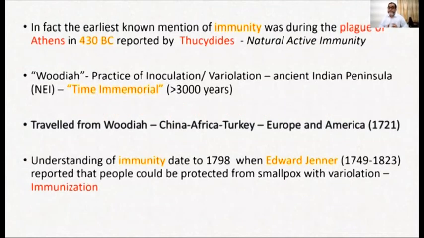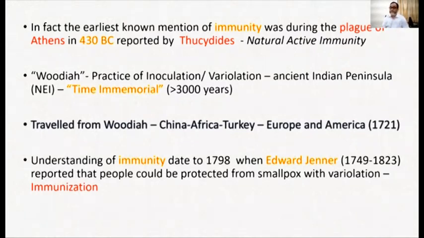The medical document says that the concept of immunity was first observed during the plague of Athens in 430 BC, reported by the historian Thucydides. He is the one who gave the concept of natural active immunity. In fact, the medical literature says that Udia, the ancient region in the northeastern Indian peninsula, today's Odisha, which is a connecting link between southern India and the state of West Bengal, since time immemorial, people used to practice inoculation and variolation.